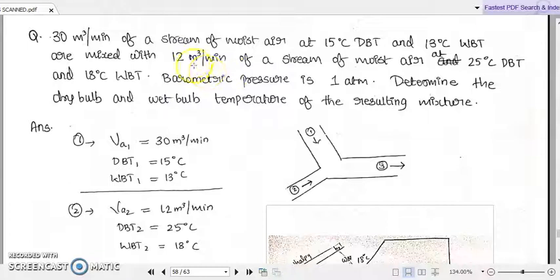Dear students, now let us try to do a simple problem on mixing of air streams and how to represent it on a psychrometric chart. So now let us read the question.